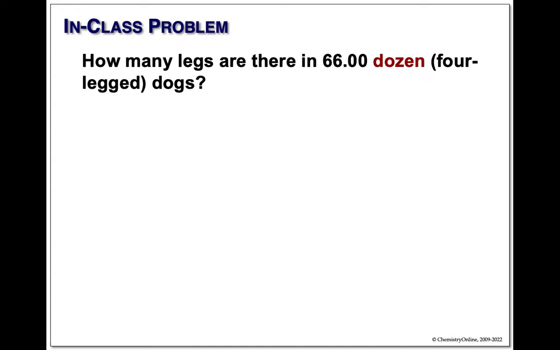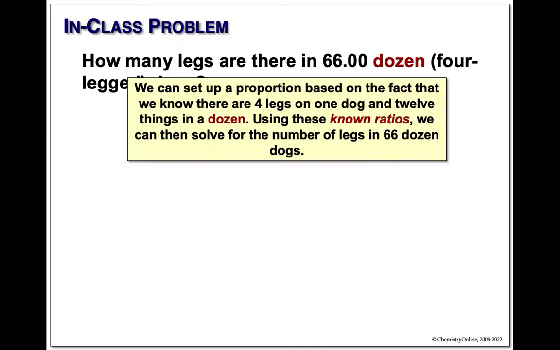Well, we're going to do this using the given ratio find thing, right? Our given is going to be our 66 dozen. We know that there are 12 things in a dozen, and we know that there are 4 legs on a dog. So we start off with our given. First thing we're going to do is multiply this by 12 things in a dozen, making sure dozen is in the denominator.